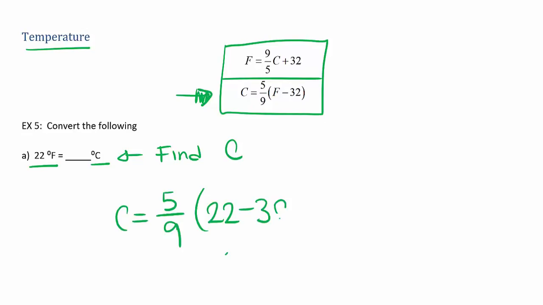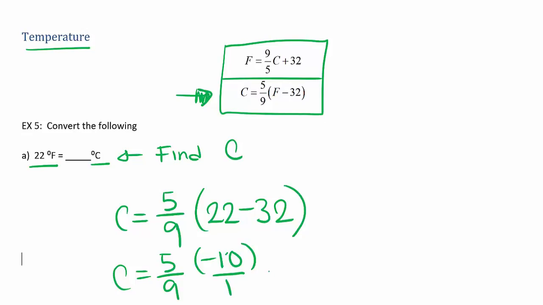So I just take the formula, I replace the F with 22, and then I can use order of operations to do the math. I would work inside the parentheses first. 22 minus 32 is negative 10. That's like a negative 10 over 1. And then we could multiply straight across. That gives me negative 50 over 9. I'm going to write that as a mixed number. 9 goes into 50 4 times with a remainder of 5. And so I'm going to write that as negative 4 and 5/9 degrees Celsius.